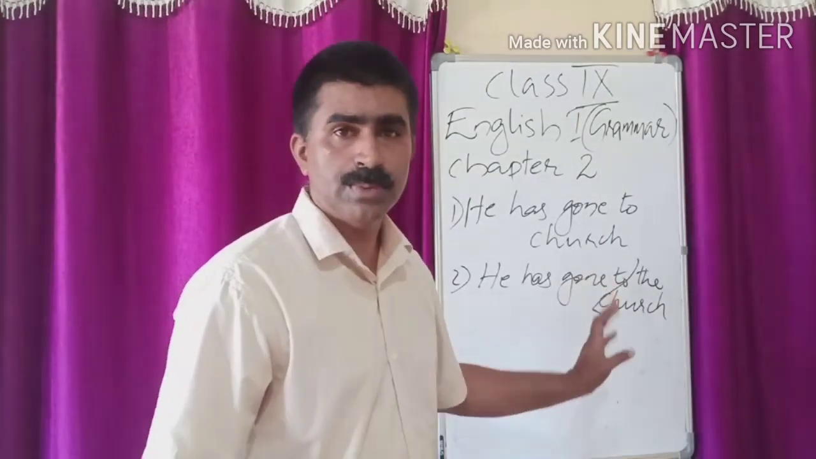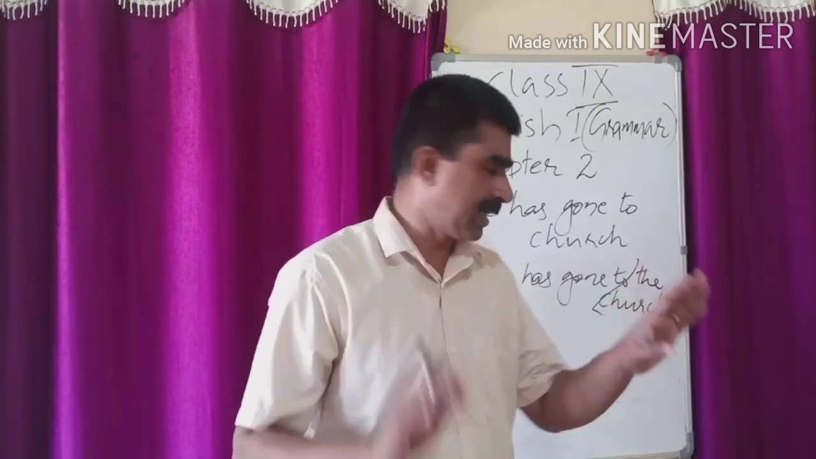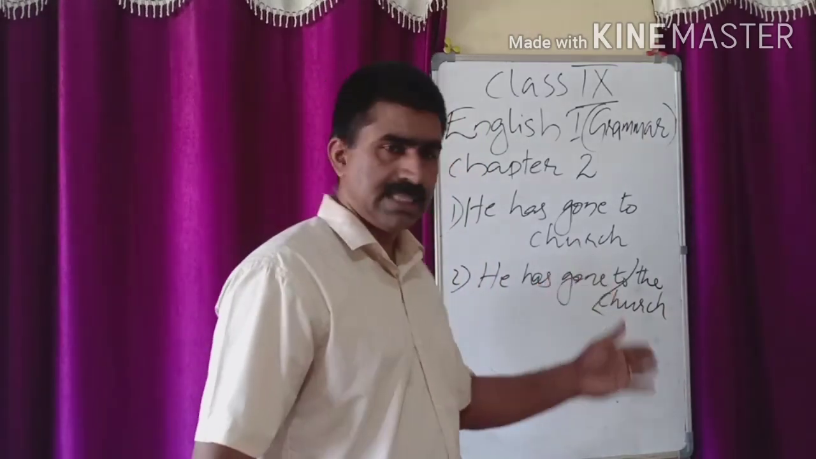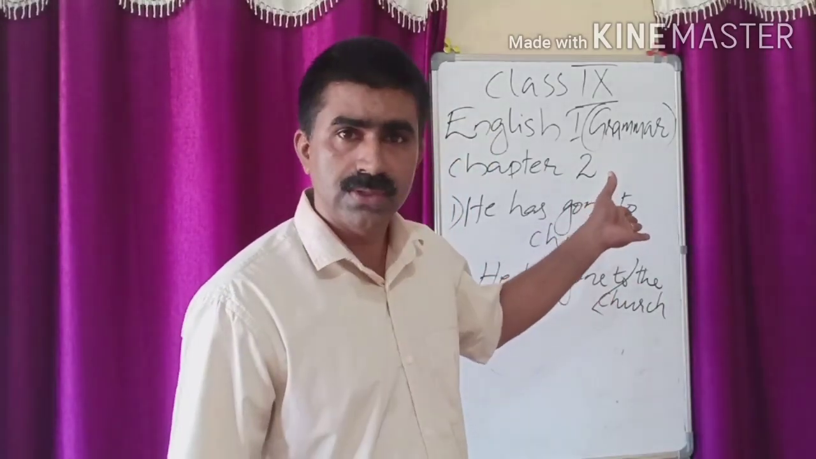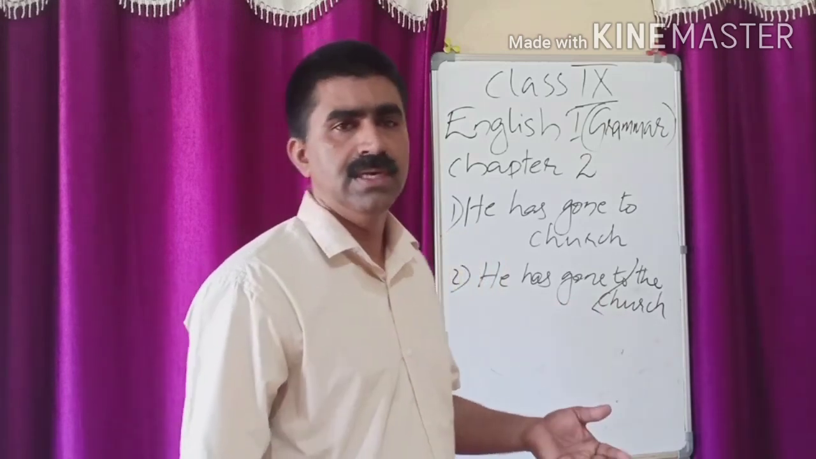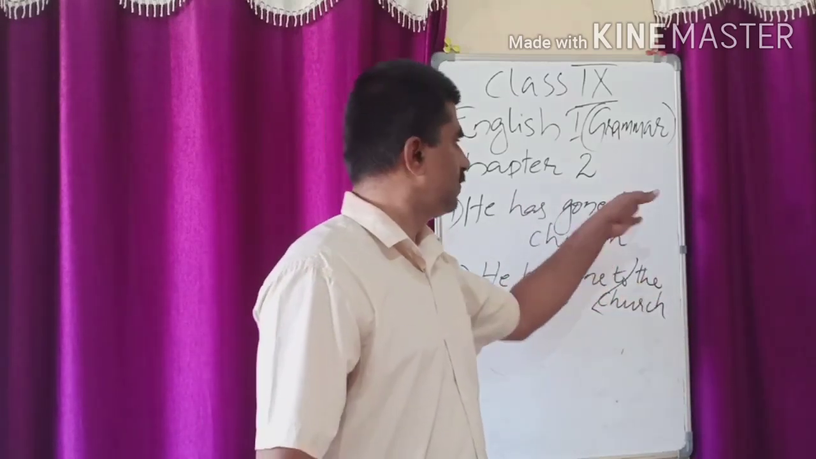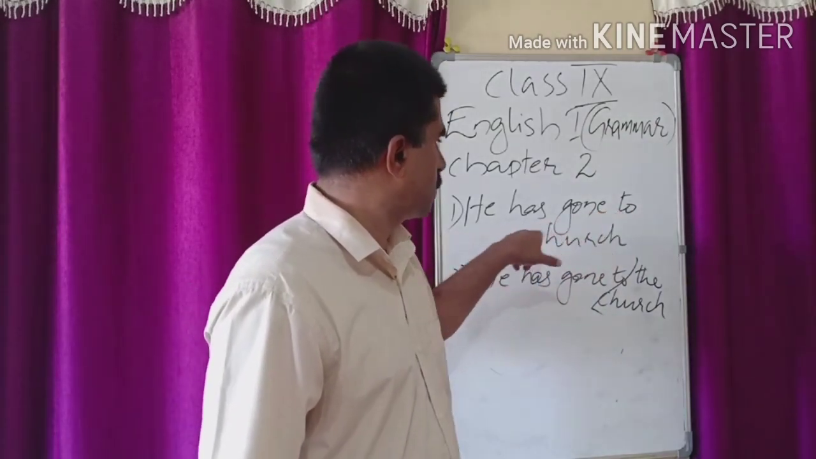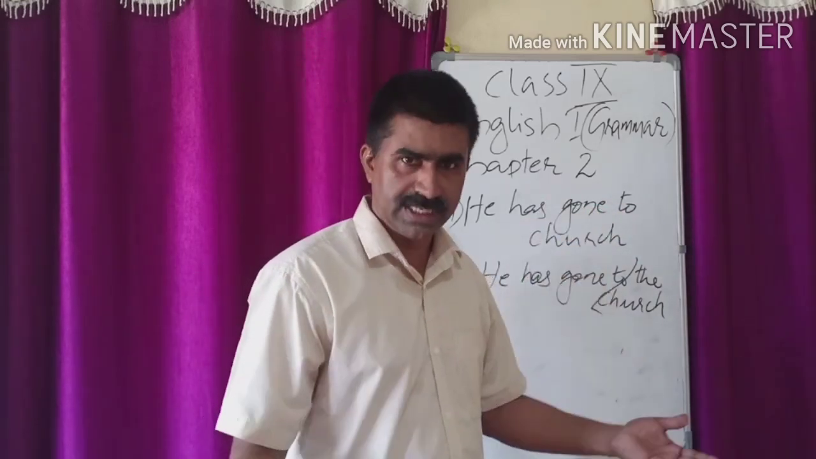And the second one is not for the usual purpose, but especially implicates that particular building. Maybe for watching, maybe for some other work. Not for the usual purpose of praying. So he has gone to the church. The church shows a particular church building. In the same way we can say the child has gone to school. He has gone to the school. He has gone to school shows he has gone for a study purpose. Gone to the school means some other purpose. Maybe for watching, maybe for visiting, maybe for meeting some other people. So these are the important differences when we use this definite article before a noun and without that article. One shows a particular building, and the other is the usual purpose of it. Same with the college or the hospital.